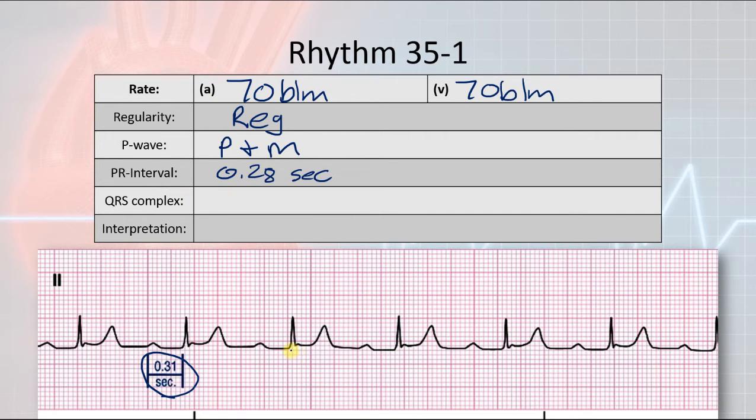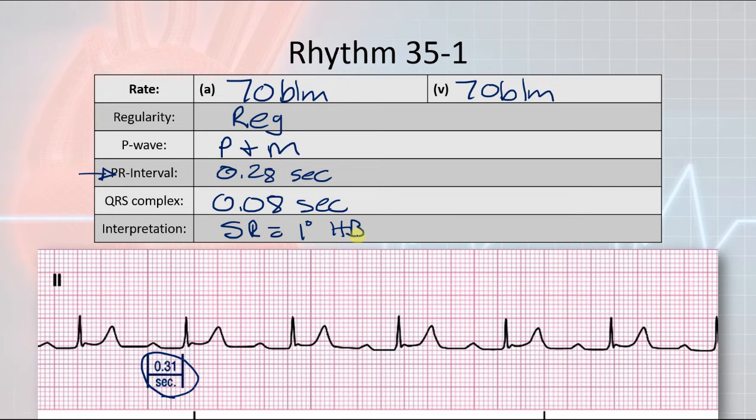QRS complexes, it looks like they're nice and narrow, so I'm going to say 0.08 second. What's the problem? The PR interval is too wide. The rates are fine. It's regular. The P waves are present and married. The QRS is nice and narrow. The problem is the PR interval is too wide. So this is going to be a sinus rhythm with a first-degree heart block.